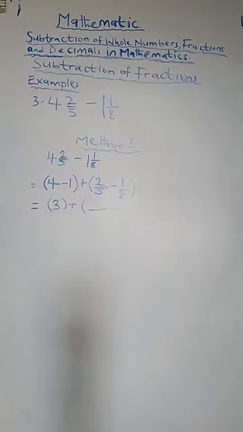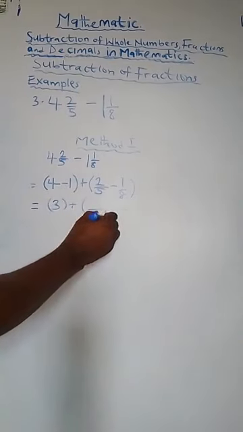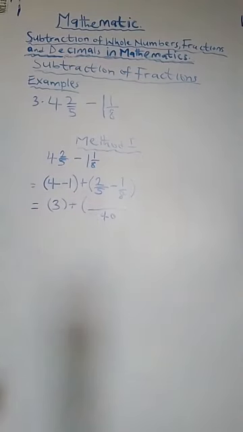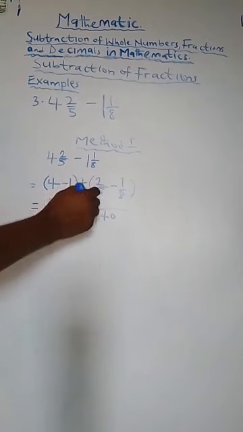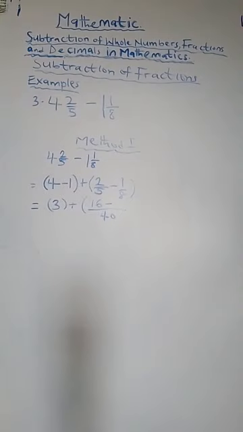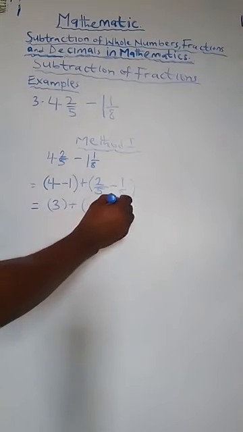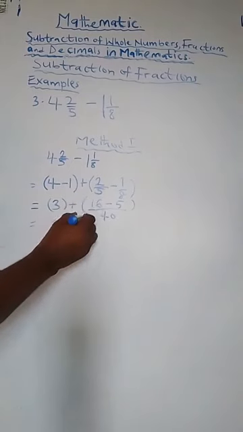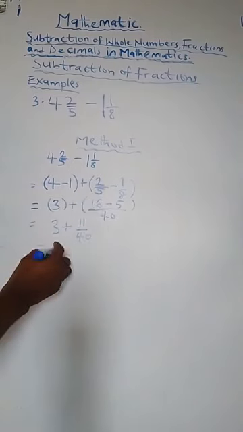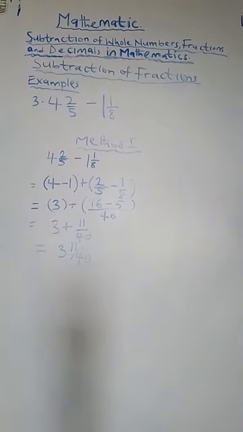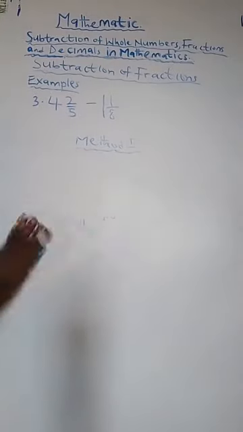LCM. What is the LCM of 5 and 8? 40. So 40 is a number that 5 can divide without any remainder and 8 can divide without any remainder. So 5 in 40, 8. 8 times 2, 16, minus 8 in 40, 5. 5 times 1, 5. So we now have 3 plus 16 minus 5, 11/40. So our final answer is 3 whole number 11/40. So that's method 1. So let's look at method 2.